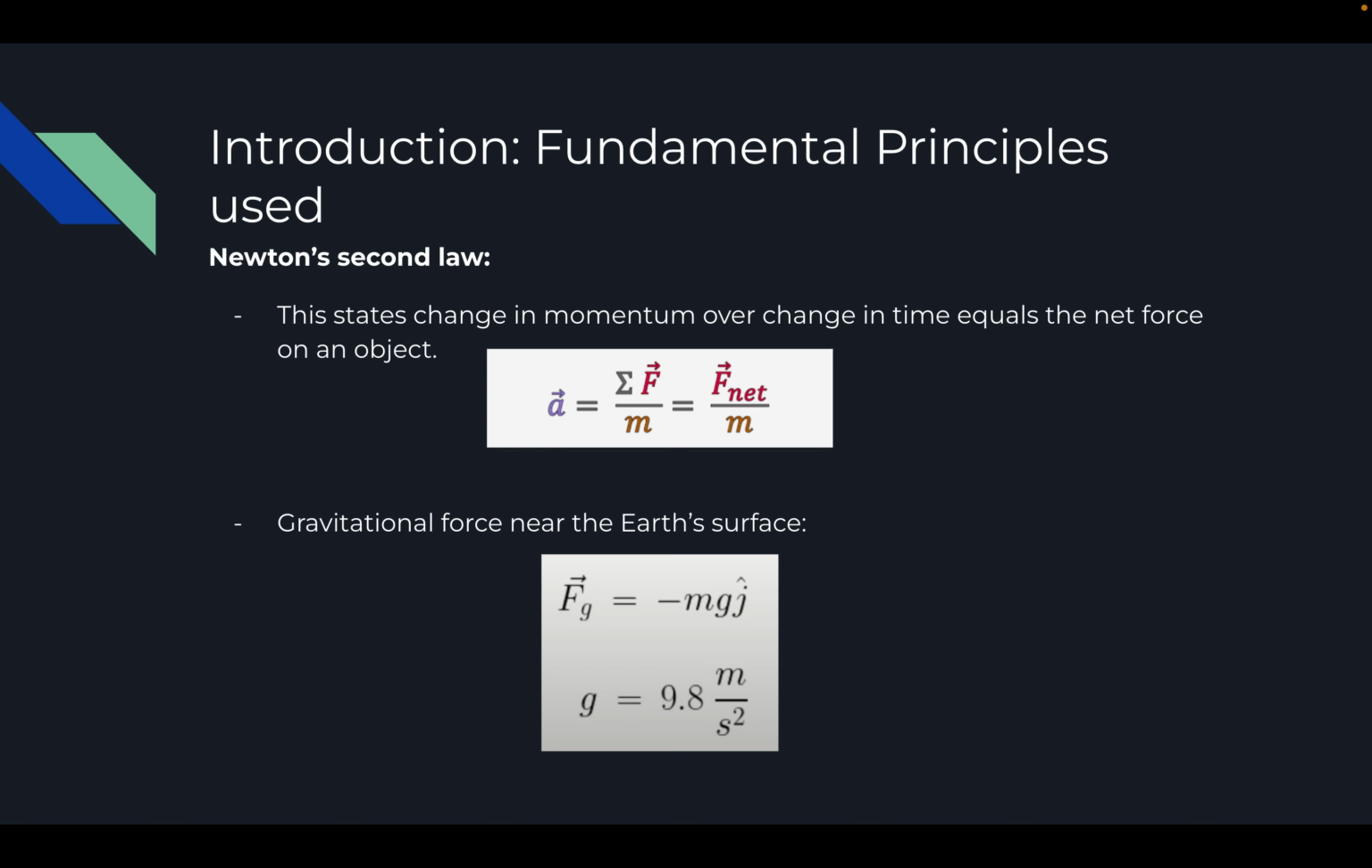One of the fundamental principles used is Newton's second law, which states change in momentum over change in time equals a net force on an object. Gravitational force near the Earth's surface is F equals mg, with the gravitational constant being 9.8 m per second squared.